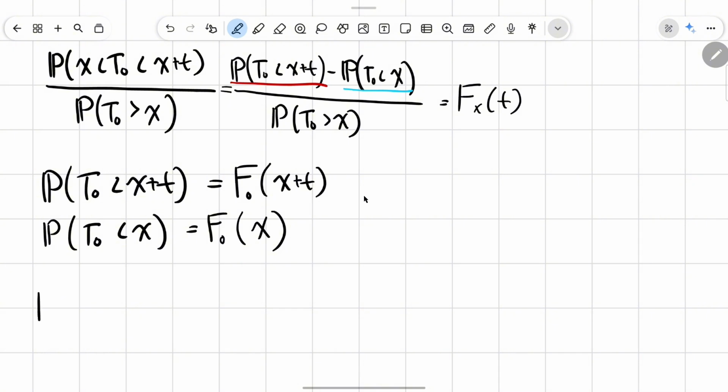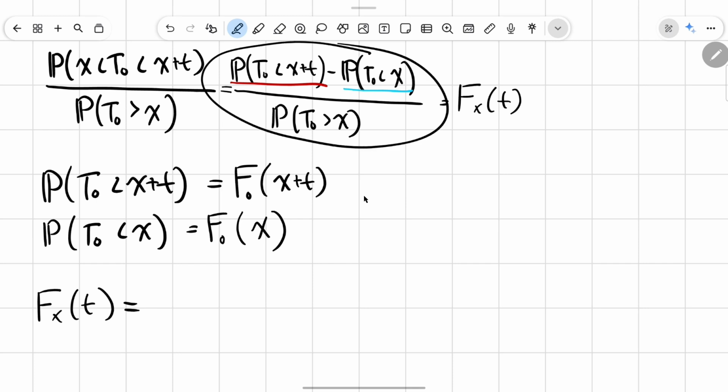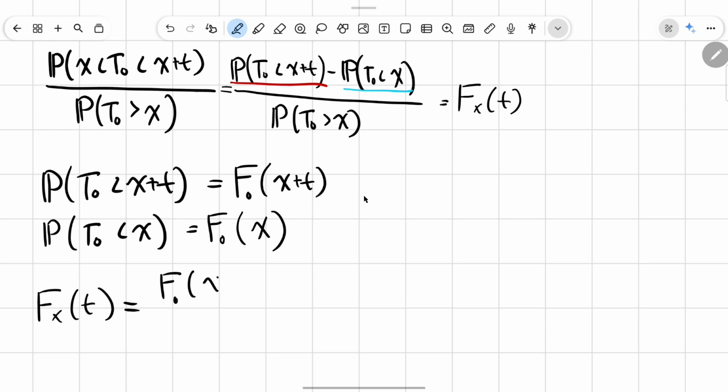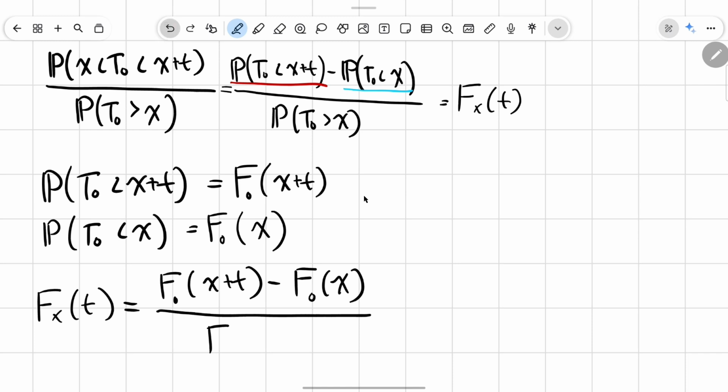Okay, so Fx of t is equal to, and we will denote it in terms of F0 of x, so it will be F0 of x plus t, minus F0 of x, all over... oh, I haven't defined this yet.